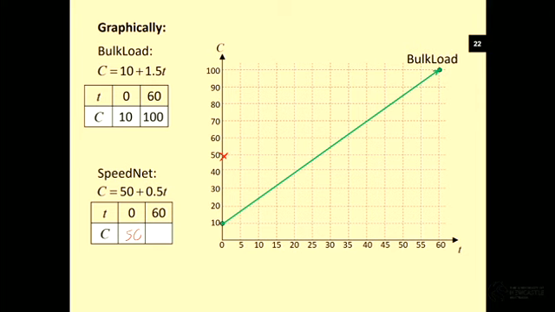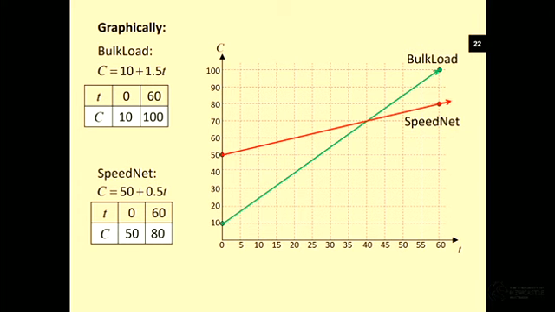Let's check the endpoint. If I sub in t equals 60, 50 plus half of 60 is 50 plus 30, which is 80. So my starting point here is 50. My last point is at 80. Yeah, that's the sort of question we'll have. They cross over somewhere. One had a bigger y-intercept but a smaller gradient. The other, a smaller y-intercept, bigger gradient.